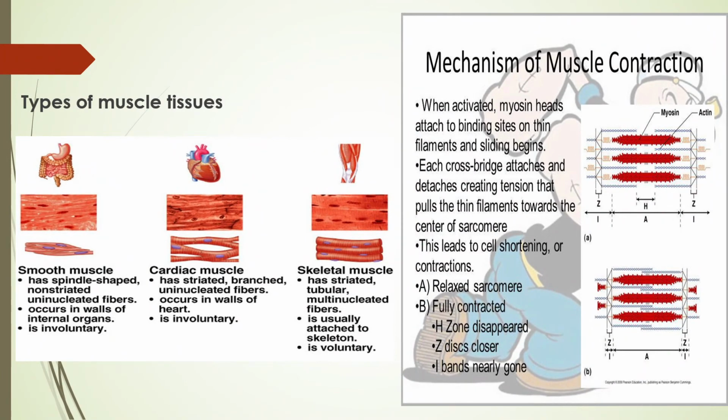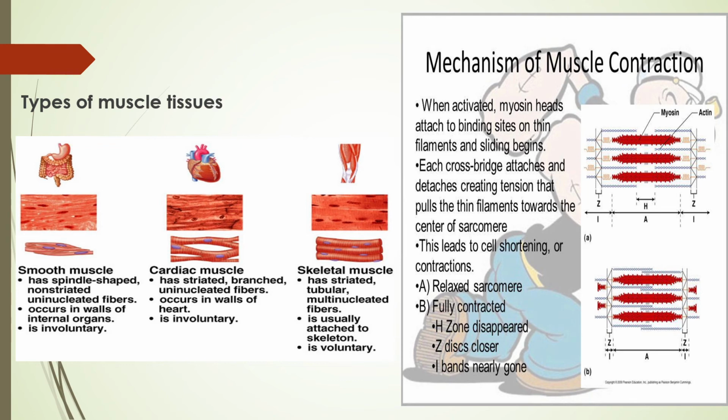We'll start with the types of muscle tissues. There are three types of muscle tissues. We have the skeletal muscle, the cardiac muscle, and smooth muscle. The skeletal muscle has striated, tubular, multinucleated fibers and is usually attached to the skeleton. It is voluntary.